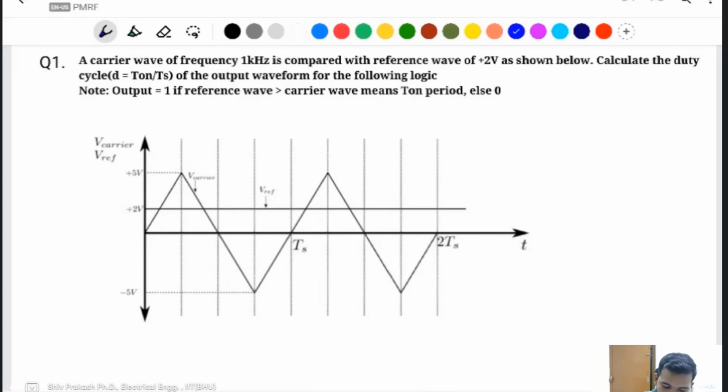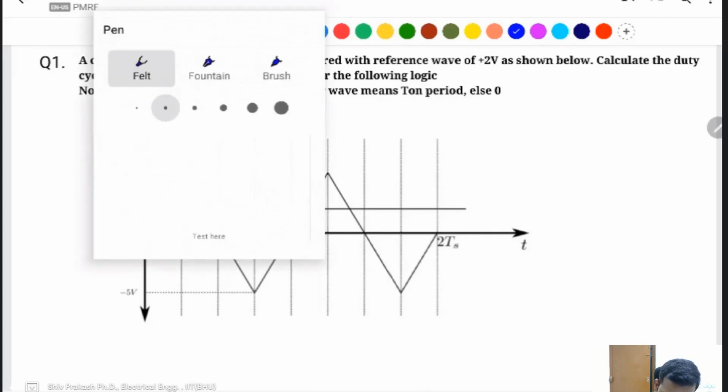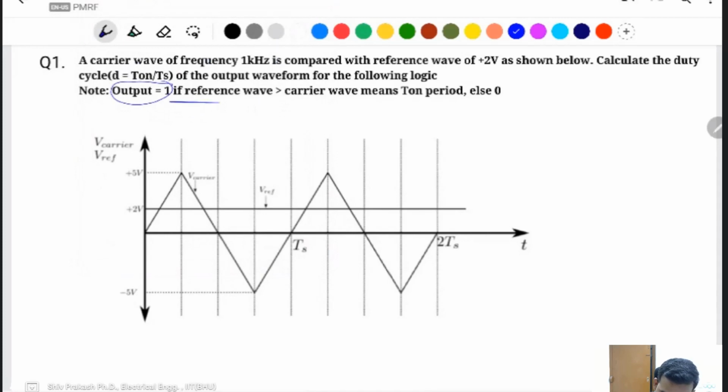Duty cycle means T on time divided by total time period of the output waveform. The logic given is output 1 when the reference waveform is greater than the carrier waveform. This means when the reference is higher than the carrier waveform, the output will come, like in this period. The output will not come when the carrier waveform is greater than the reference waveform.